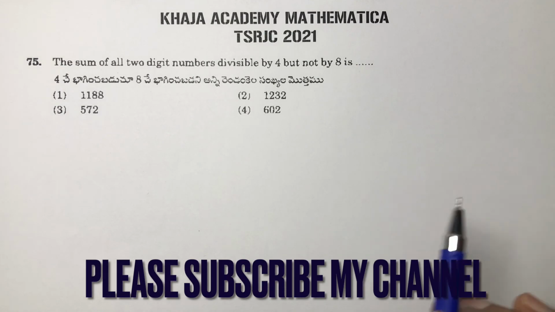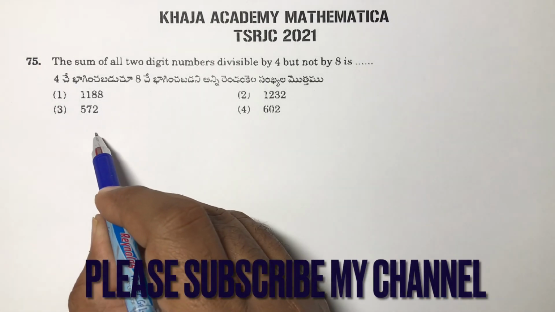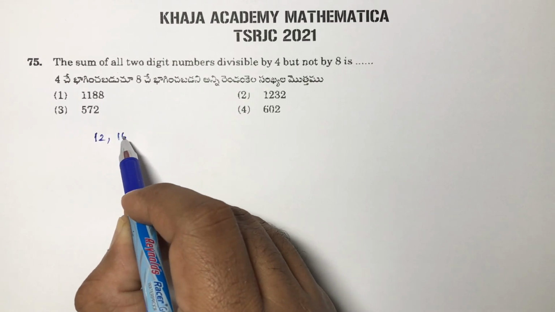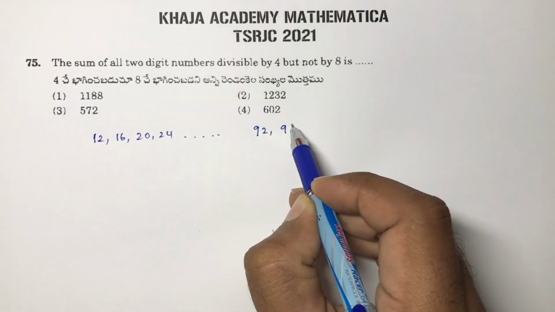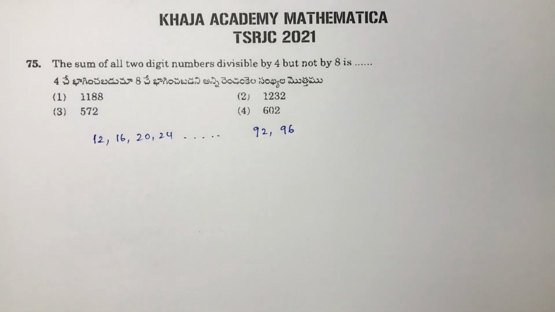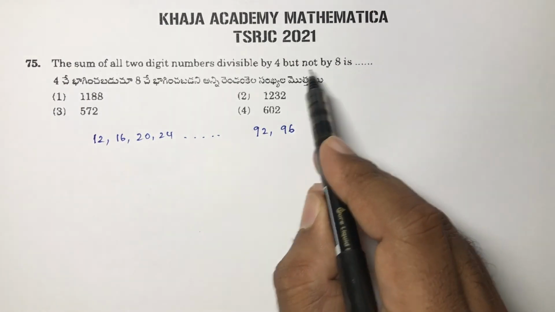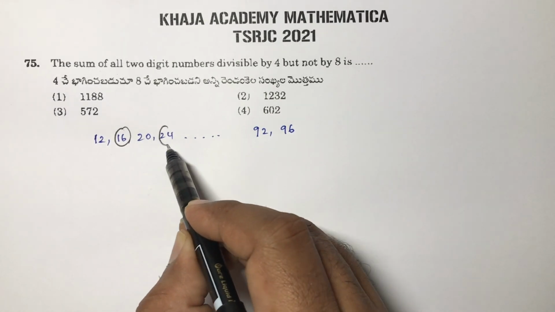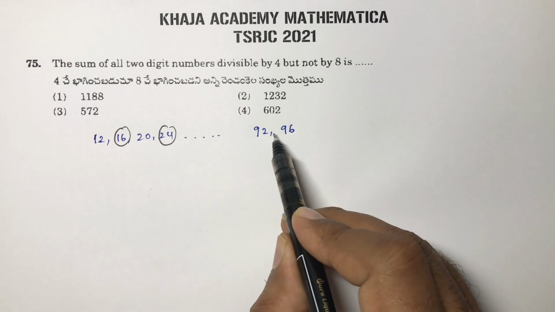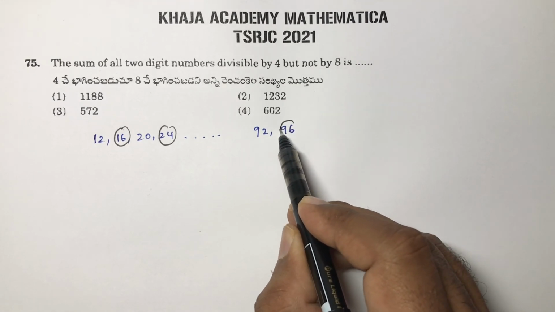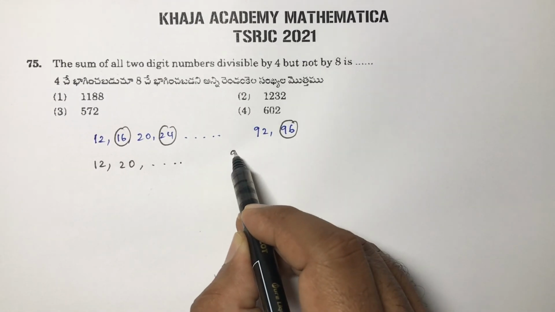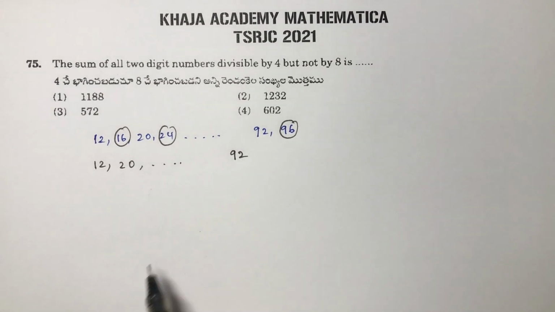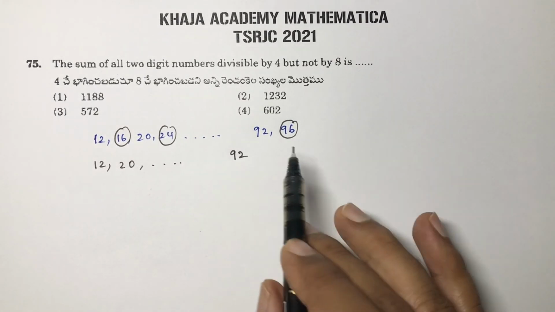The sum of all 2-digit numbers divisible by 4 but not by 8. The 2-digit numbers divisible by 4 are 12, 16, 20, 24, and so on, 92, 96, 100, but 100 is a 3-digit number, so we cannot take it. These are all numbers divisible by 4, but they should not be divisible by 8. So you cannot take this one; this will go in the table of 4 and also 8, but it should not go in 8. So we will not take this. So the series is 12, 20, and so on, 92, because these are the numbers divisible by 4 but not by 8.